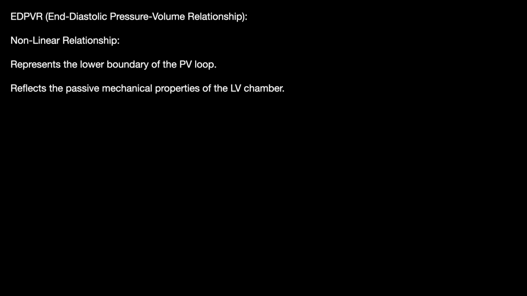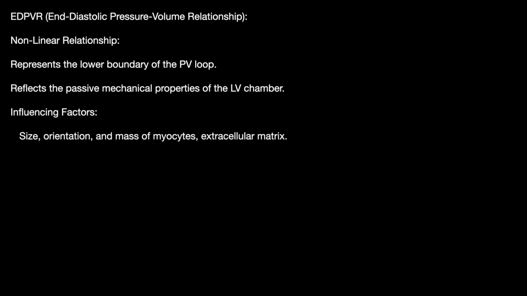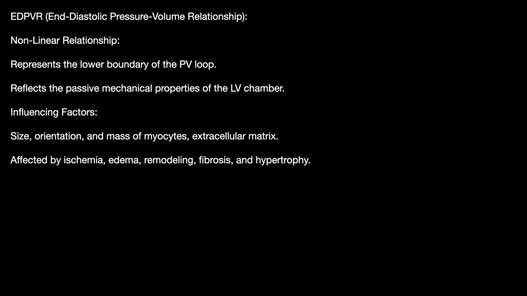Next we have the end diastolic pressure volume relation, the bottom curve. It is a non-linear relationship. It represents the lower border of the PV loop. It reflects the passive mechanical property of the left ventricular chamber. The influencing factors here are the size, orientation, and mass of the myocyte and the extracellular matrix. It is affected by ischemia, edema, remodeling, fibrosis, and hypertrophy.